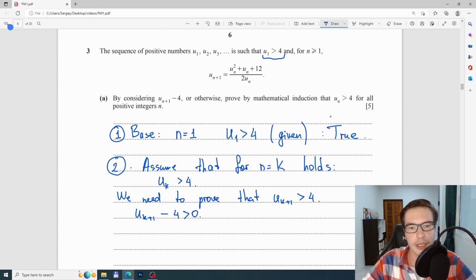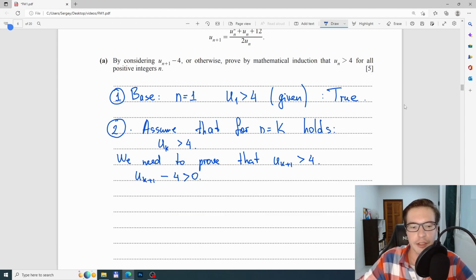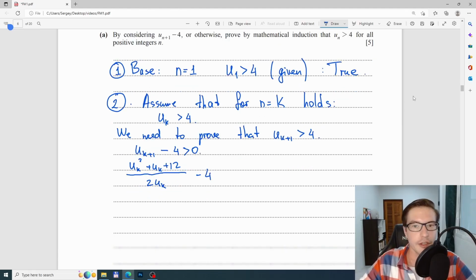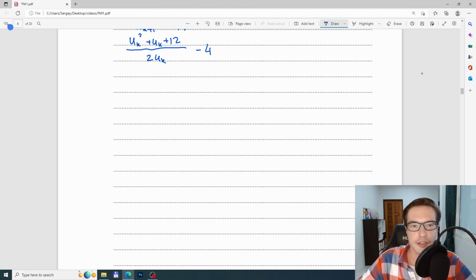We have a formula for the next term of the sequence, and that is (uk squared plus uk plus 12) over 2uk, and then take away 4. And then I will combine this into a single fraction and see what I can get from there. So that means I'll have to multiply 4 by 2uk. That will be minus 8uk. And the common denominator becomes 2uk.